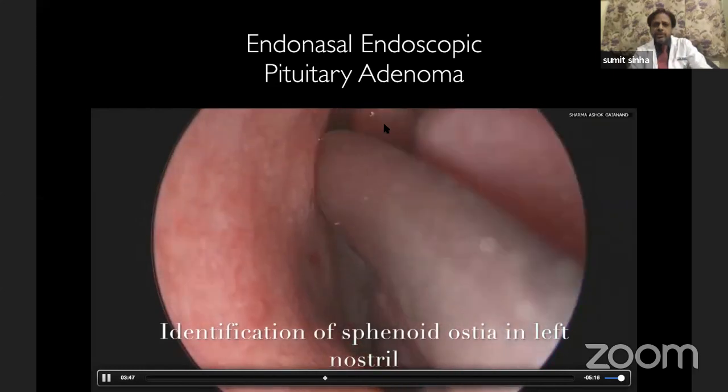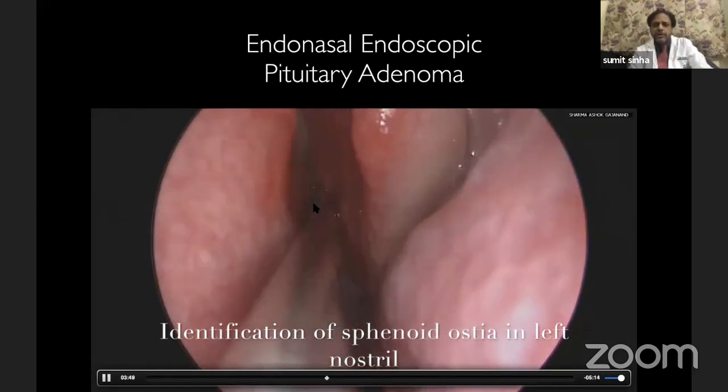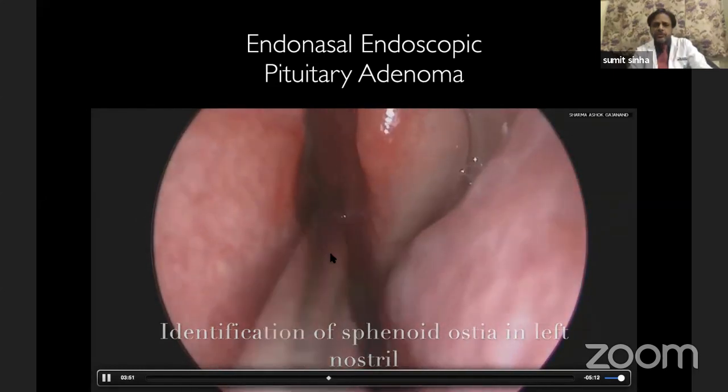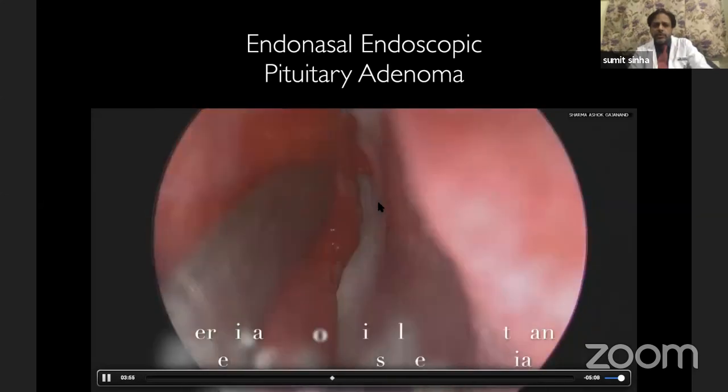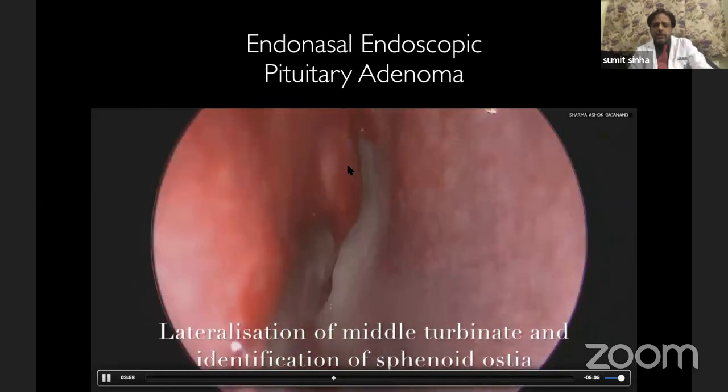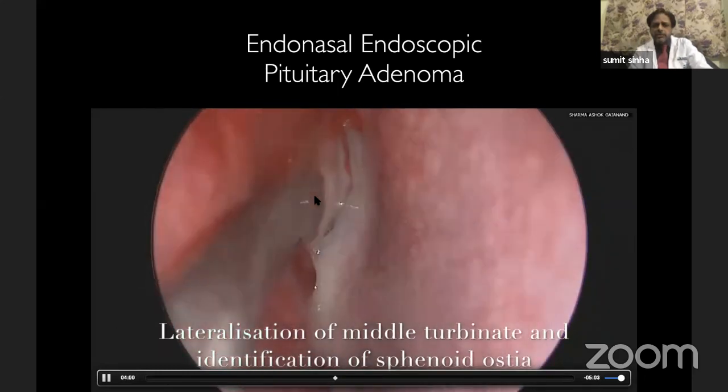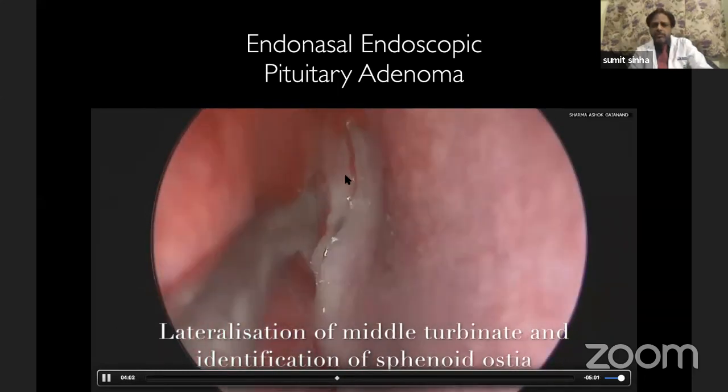This is the middle turbinate there, and you see this is the identification of the sphenoid ostia. This is the sphenoid ostia over there, and the middle turbinate is now lateralized, and medial to the middle turbinate, you see this sphenoid ostia over here. This is the nasal septum over there. Now this is the landmark where the sphenoidotomy is to be done.